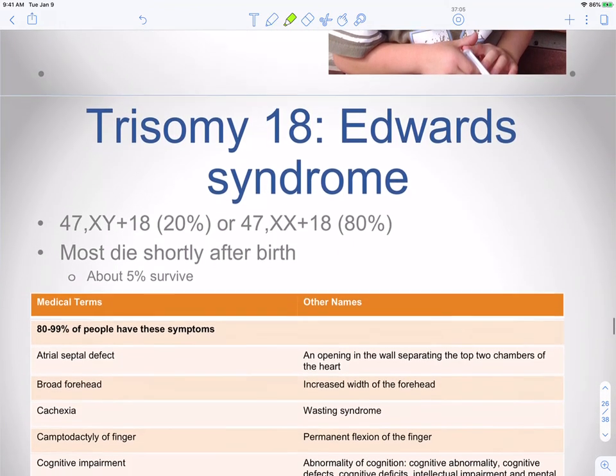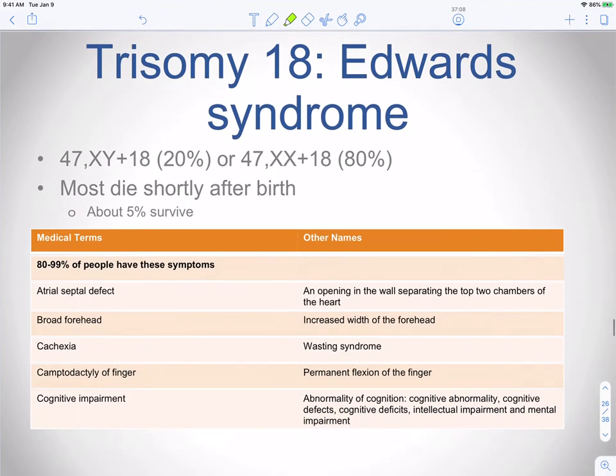Now trisomy 18 is called Edwards syndrome. Again, this is a trisomy, so we're getting an addition. You see here you have your 47, a genetic male or a genetic female, and then the plus 18, which shows which chromosome is duplicated. You can see that you have a higher incidence in females than males, and this basically means that females survive more than the males do.